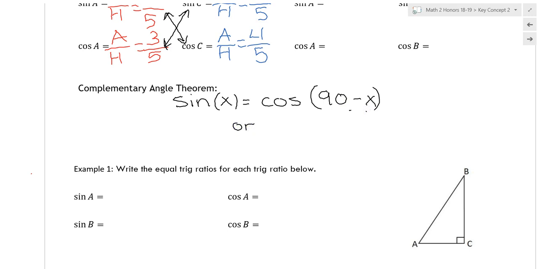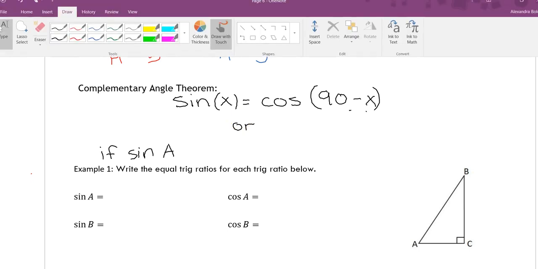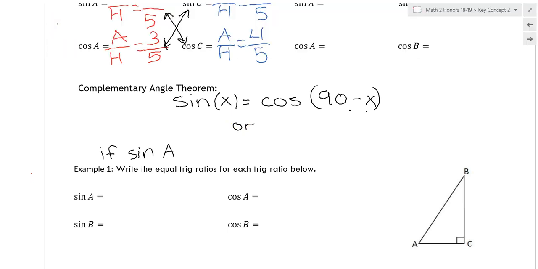Or, the other way we can say it is, if sine of A equals cosine of B, then A plus B equals 90 degrees. Again, this is saying if this trig ratio is equal to that trig ratio, then I know these are complementary and they add up to 90. So that's two different ways of saying that.